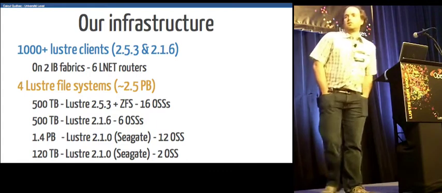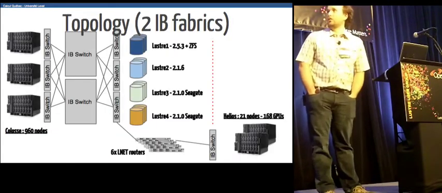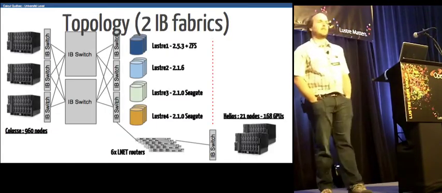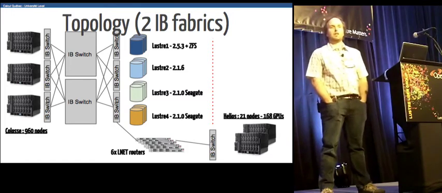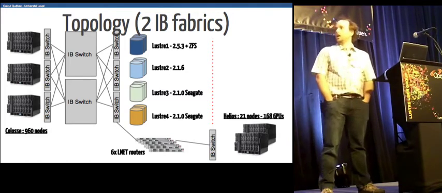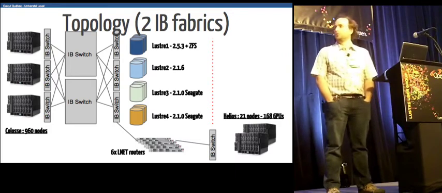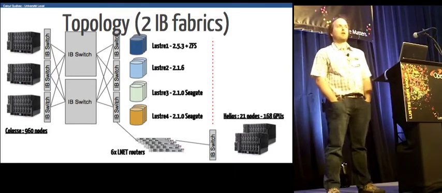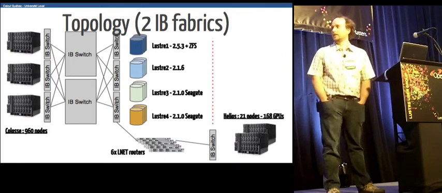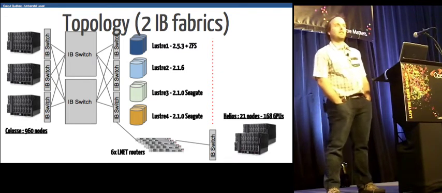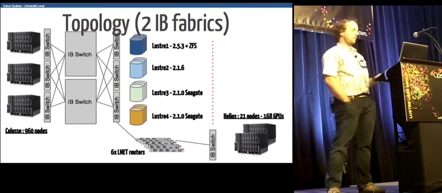So our basic infrastructure: basically all of our Lustre file systems are connected to the same IB fabric as our main cluster. And we have a more recent, smaller GPU cluster that has its own IB fabric, and that came with 6 LNet routers that are used for connectivity to the Lustre file systems.